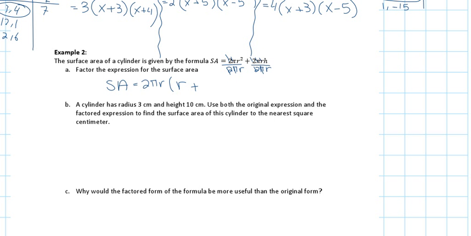Now a cylinder has a radius of 3 centimeters and a height of 10 centimeters. So they gave you the value of the radius and the value of the height. Use both the original expression and the factored expression to find the surface area of the cylinder to the nearest square centimeter. So what do they want you to do? Plug in the values. So I'm going to use both formulas. I'm going to write the original one here, and another one here for the factored one.